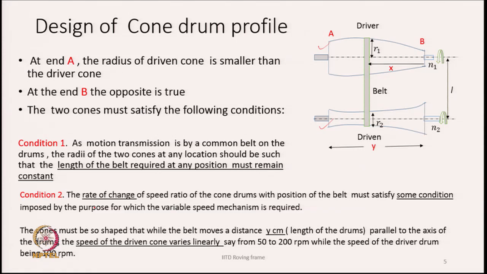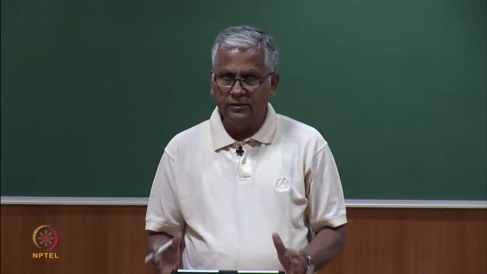We will understand this. The cone must be so shaped that while the belt moves by y centimeter, where y is the length of the cone drum parallel to the axis of the drum, the speed of the driven cone varies linearly, say from 50 to 200 rpm, while the speed of the driver drum is 100 rpm. Let us say that the driver drum will always rotate at the speed of 100 rpm. The bottom drum speed must change between 50 and 200 rpm, because that is the requirement, from one end to the other end.